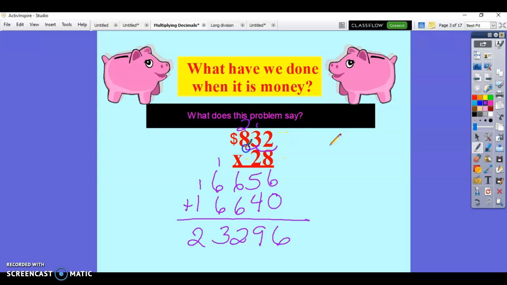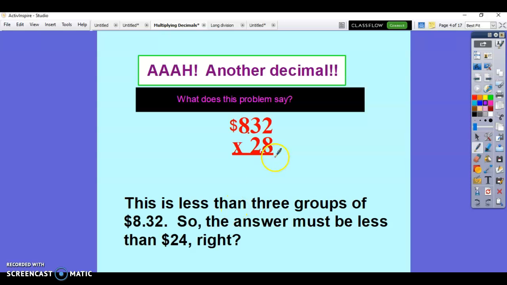So we have 1, 2. So we have 2 here and nothing in the second one. So then I would just do my jumps here. So there's my decimal. So this one, instead of being 23,296, now it changes to $232.96.